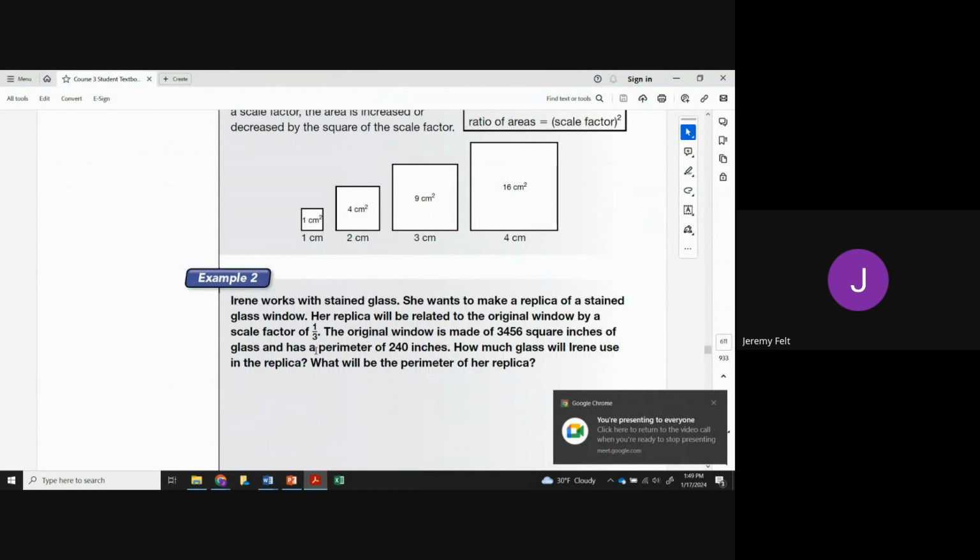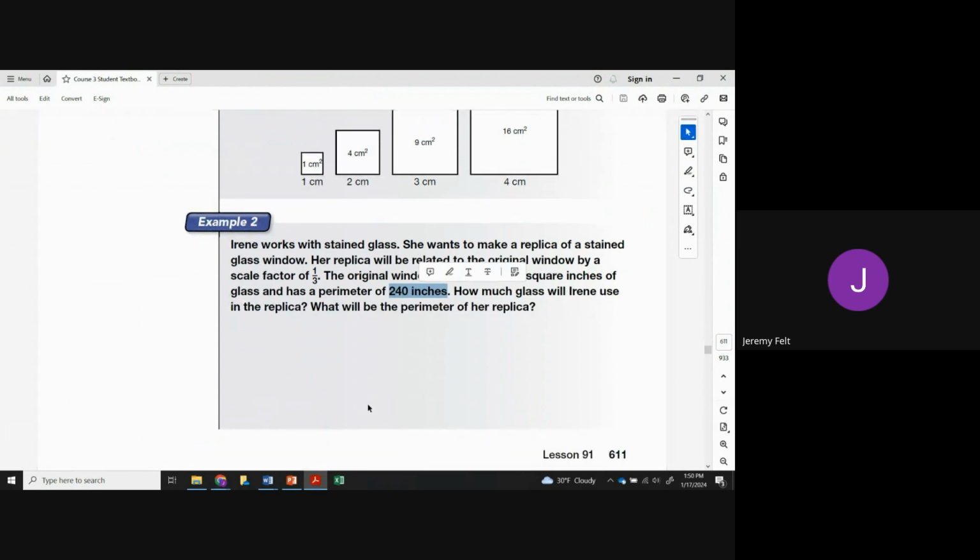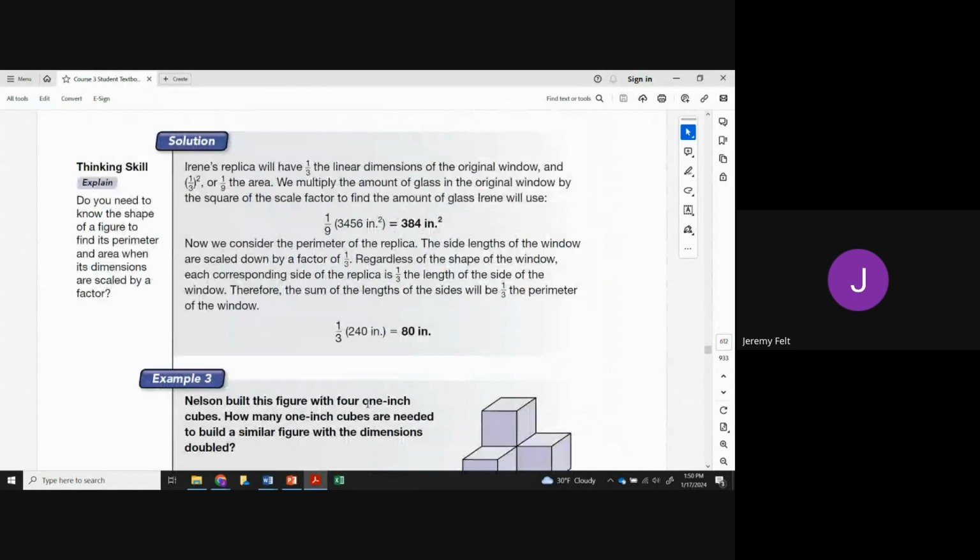All right. So it's going to be going down in size. It's 1/3. The original was 3,456 square inches, and the perimeter is 240 inches. What's going to be the area and perimeter of the new one? It's going to be smaller, but the scale factor was 1/3, so the area is going to be 1/9 of the original, because 1/3 squared is 1/9, so it's going to be 384 square inches, whereas the perimeter, one-dimensional, will be 1/3 times 240, which is going to give us 80.